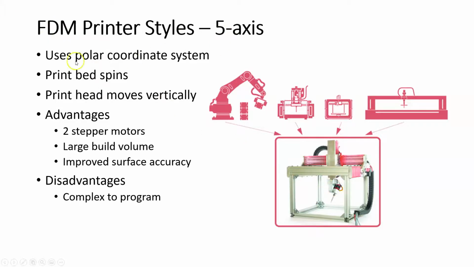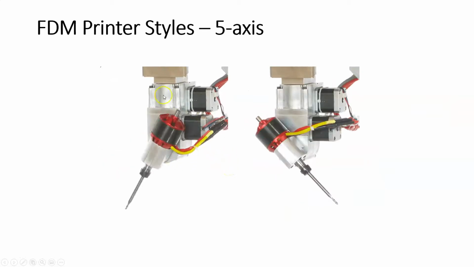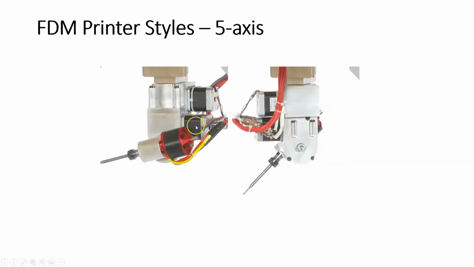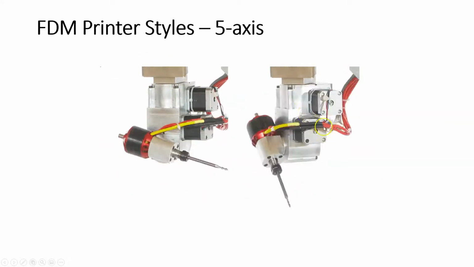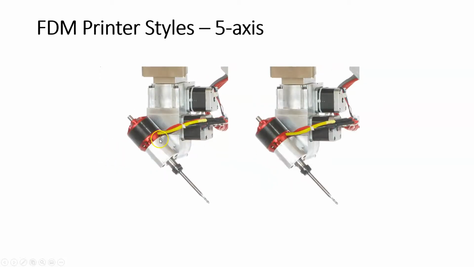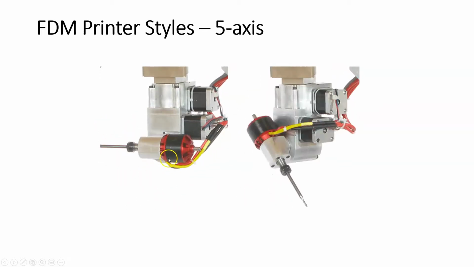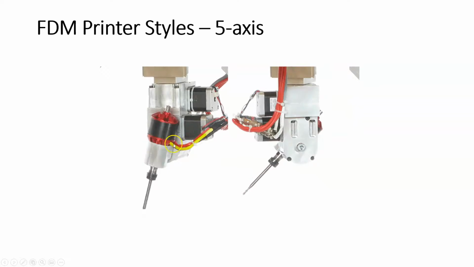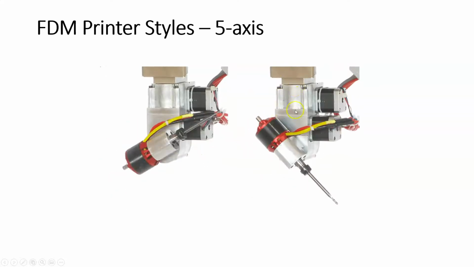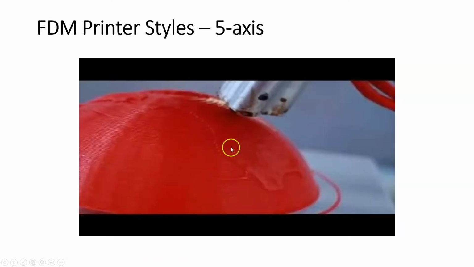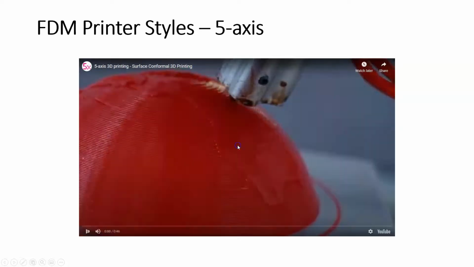In this case, the 5-axis, it uses a polar coordinate system. The print bed spins. The print head moves vertically. Advantages, two stepper motors, large build volume. We'll see two examples of this. So this is where we're controlling, you can see the stepper motors right here. So this is where we're controlling just the print head, so we can rotate it around this axis, and we can rotate it around a vertical axis. Let's look at an example of this.